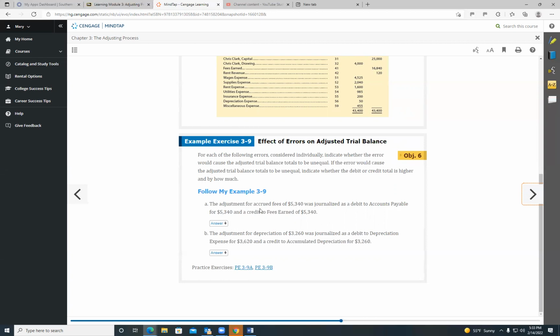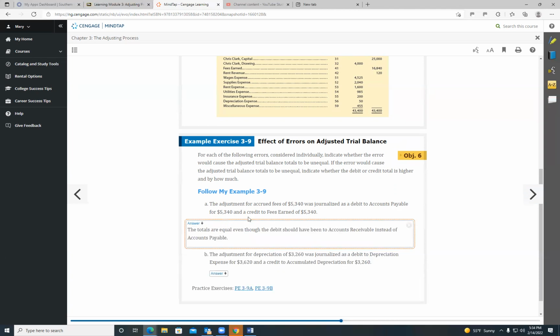So the first one, the adjustment for the accrued fees of $5,340 was journalized as a debit to accounts payable for $5,340 and a credit to fees earned for $5,340. Well, right off the bat, the debit and the credit totals are equal, so it would not affect the totals. So the totals are equal, even though the debit should have been to accounts receivable instead of accounts payable.